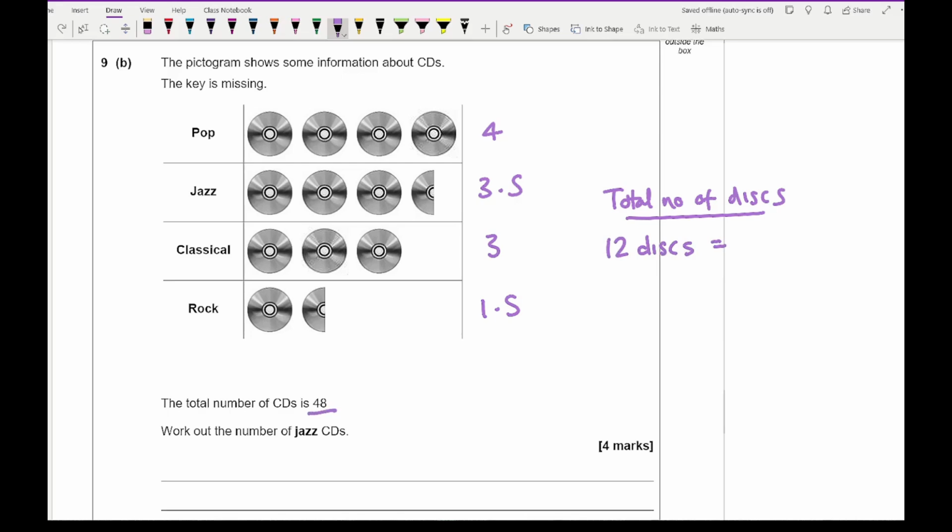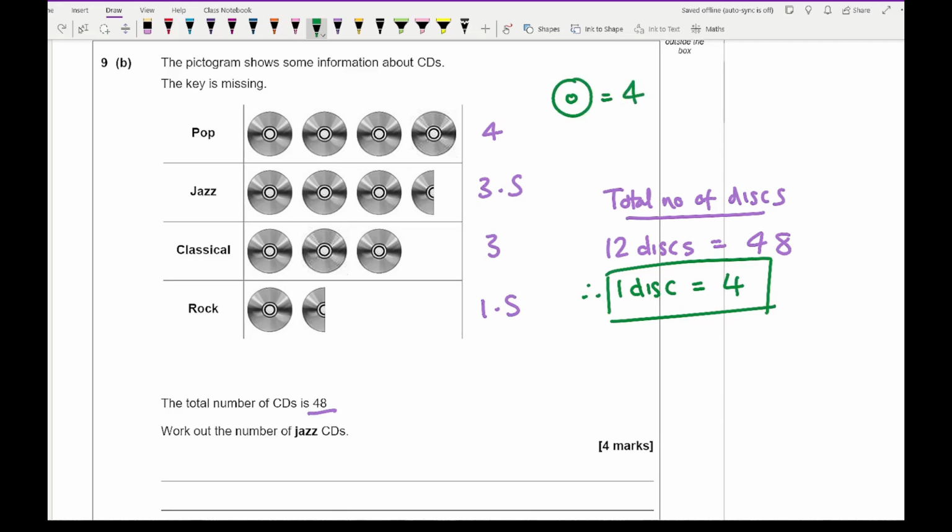equals 48. From this we can work out what one disc represents. One disc equals 48 divided by 12, which is 4. So therefore this is our pictogram, and I'll do a little sketch, which I don't need to, and that equals 4. The question asks, work out the number of jazz CDs, so we're looking at this region here. I want to work out what 3.5 discs is, so it's 3.5 multiplied by 4. Typing that into your calculator or working it out, whichever you prefer, it should give you an answer of 14 discs.